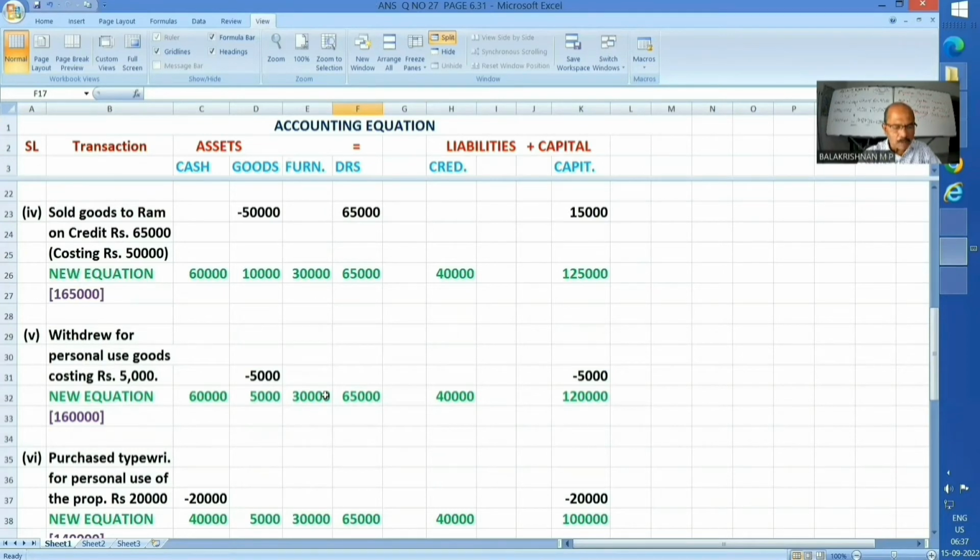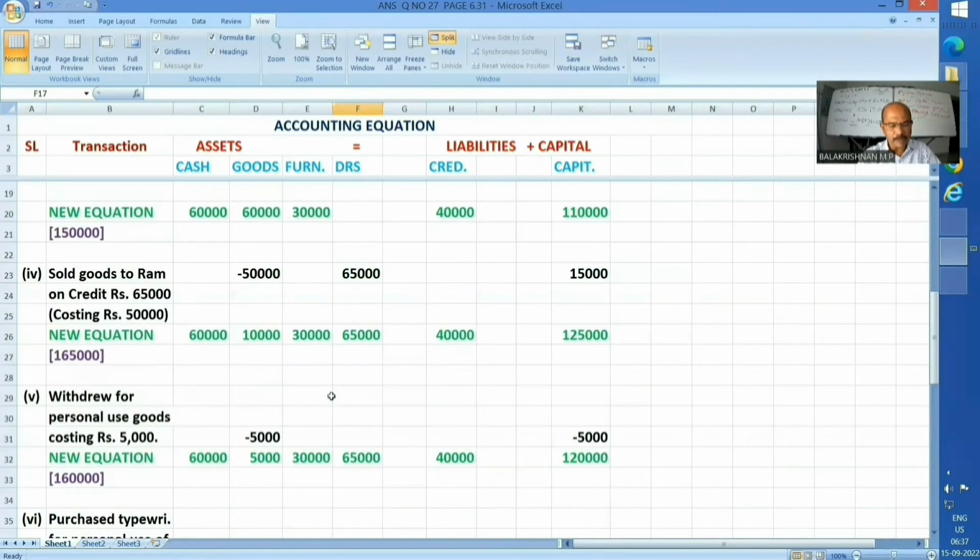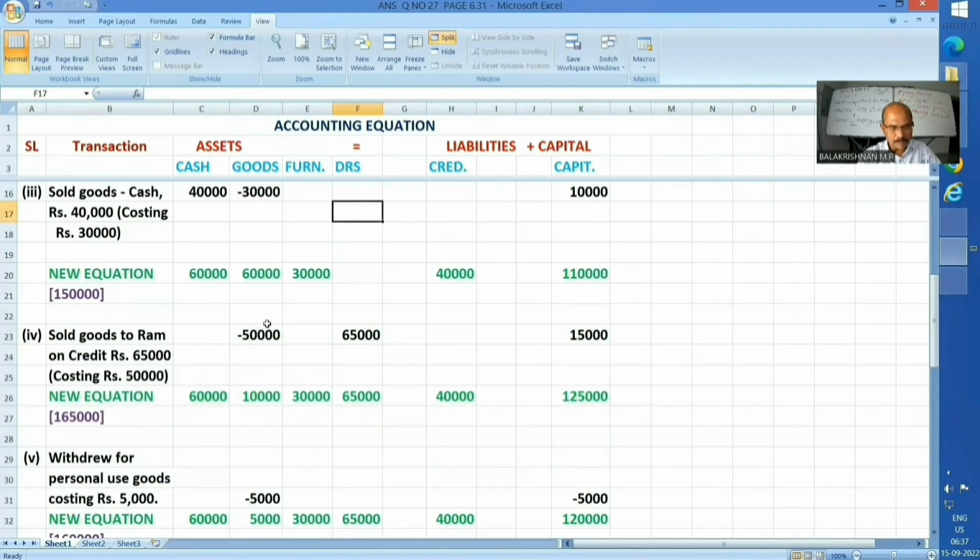Sold goods to Ram on credit rupees 65,000, costing rupees 50,000. Anyway, goods costing 50,000 are reduced from the goods. It has come down to 10,000 now because previously it was 60,000, costing 50,000 moved out. So 10,000. Cash is intact because it's a credit sale. Naturally, debtors will surface. How much? The value of the sales. Value of the sale is how much? 65,000. So 65,000 debtors are surfaced.